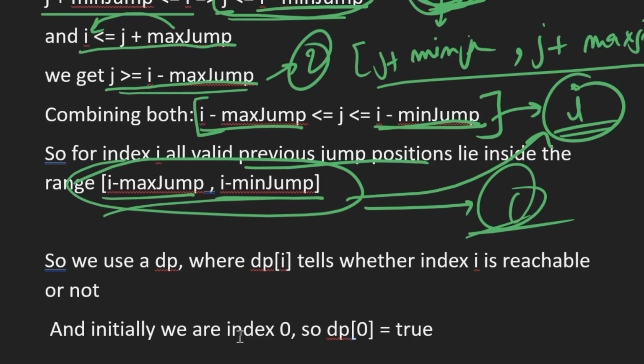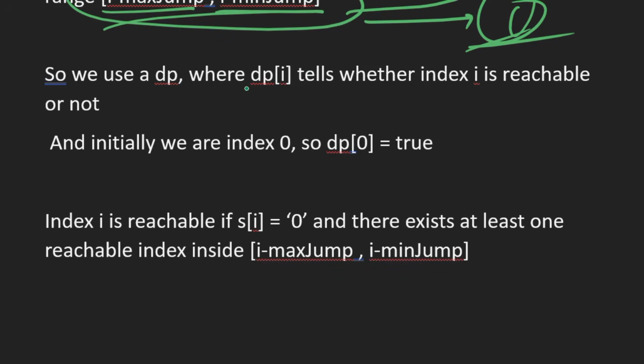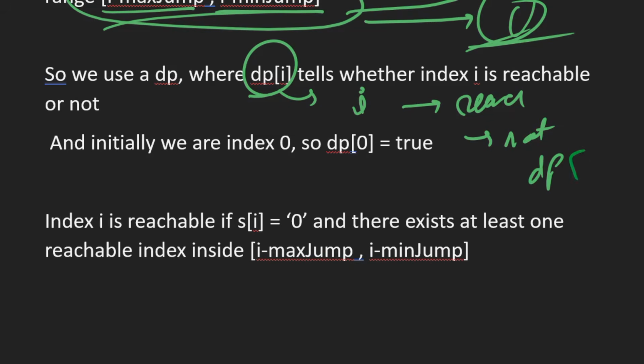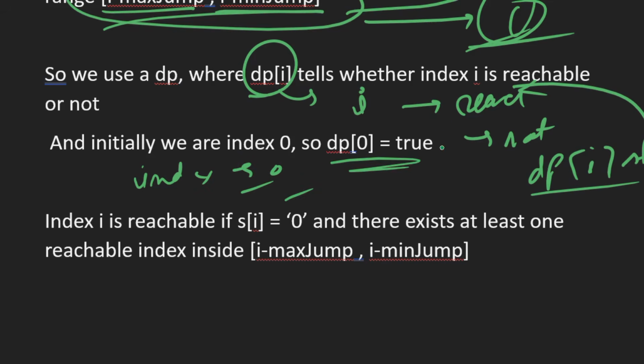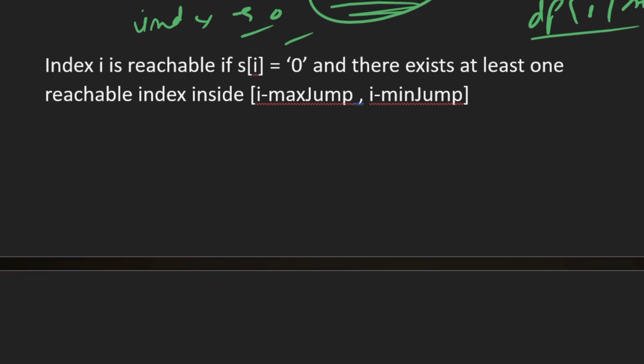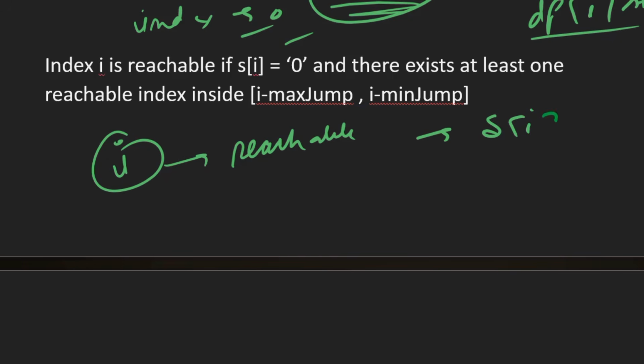And next, we'll use a DP array. So dp of i will tell whether this index i is reachable or not. If dp of i is true, that means this index is reachable, else it is not. Initially we are at index number 0, so dp of 0 will be true because we have reached index number 0. Now any index i will be reachable if, first condition, s of i is 0, right?